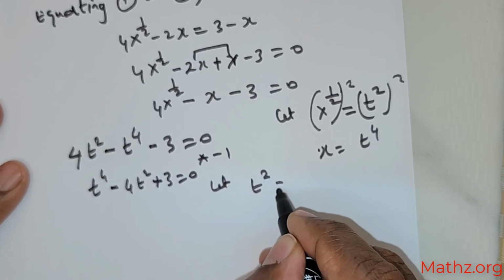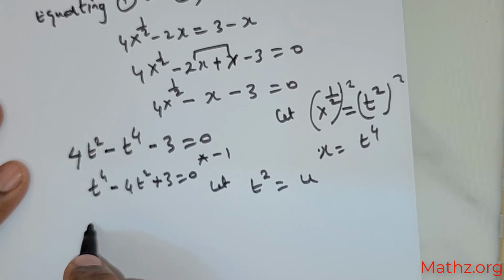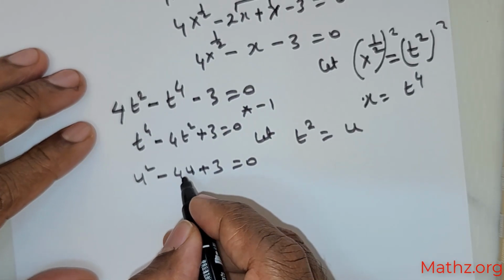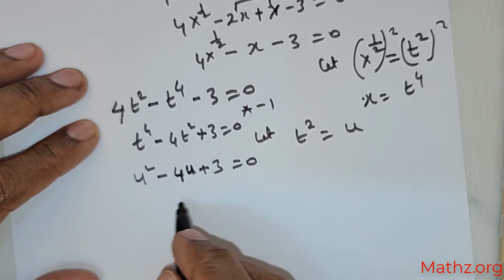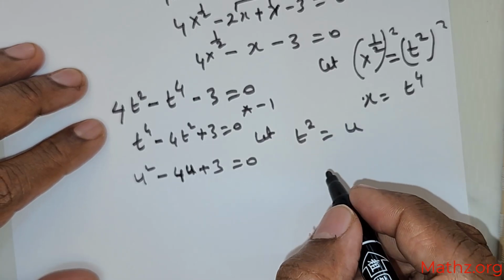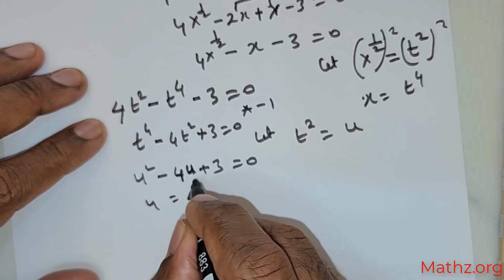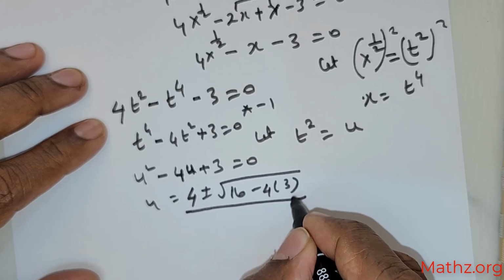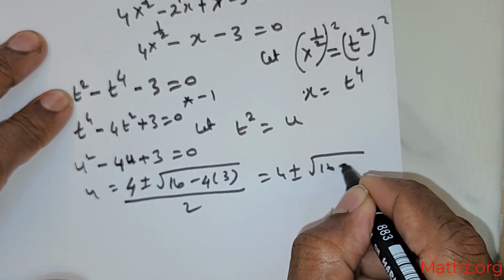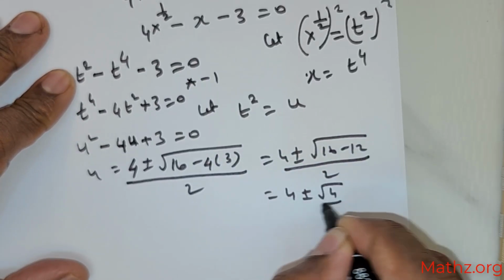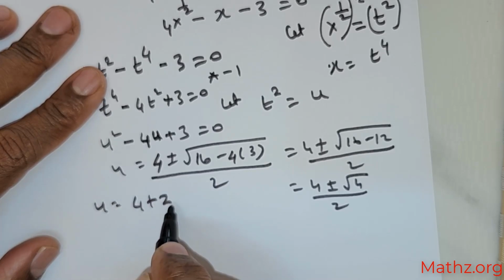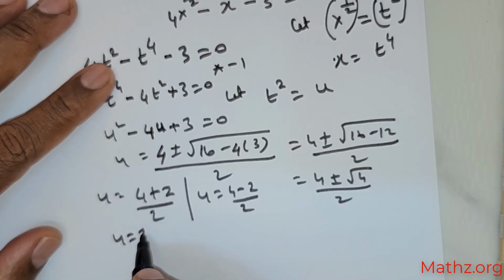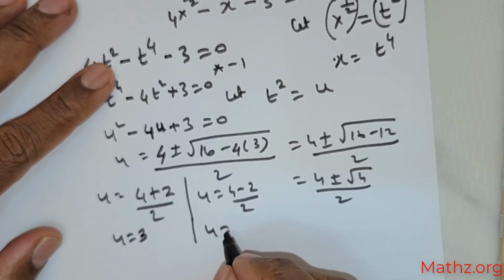Now I'm going to take t squared be equal to some u. So this would become u squared negative 4 times u positive 3 is equal to 0. Now I'm going to use the quadratic formula to solve this. I would have 4 plus or minus the root of 4 squared, 16, negative 4 times a times c. So this is going to be 4 plus or minus root of 16 negative 12 divided by 2, which is 4 plus or minus the root of 4 divided by 2. So u will be 4 plus 2 divided by 2, or u will be 4 negative 2 divided by 2. This would give you u to be equal to 6 over 2, that's 3, and u will be 2 over 2, that's equal to 1.